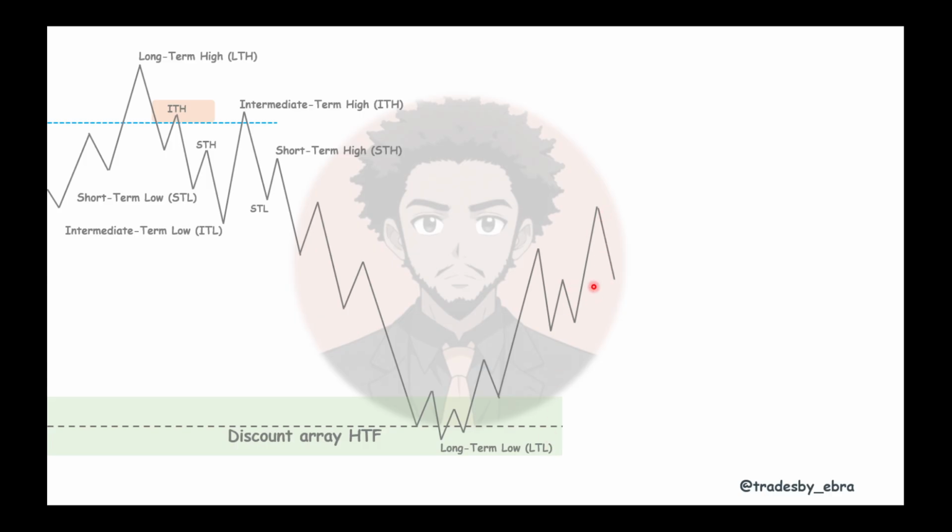Price comes back to that range, sends it up. Okay, now here we have engineered liquidity. There are relative equal highs. We have this old high. It could be a daily high. It could be a 4-hour high. Price comes back into that range, into a short-term discount array. It could be a fair value gap.